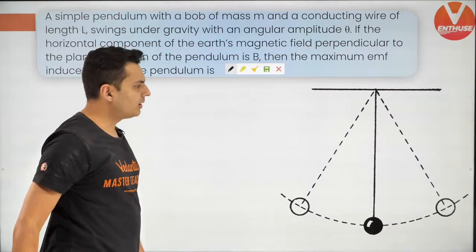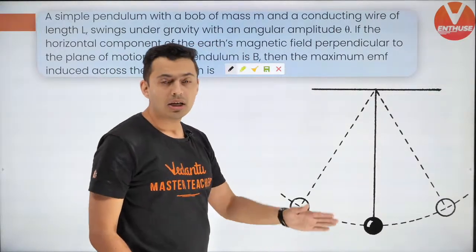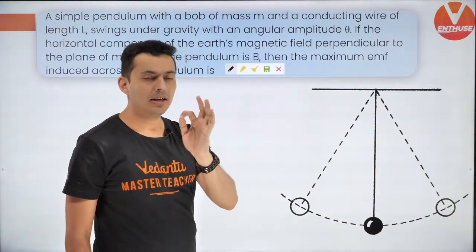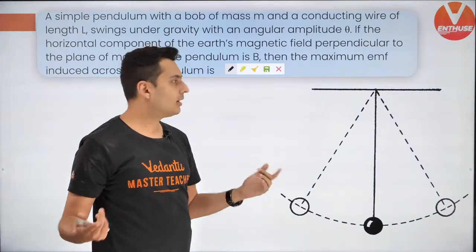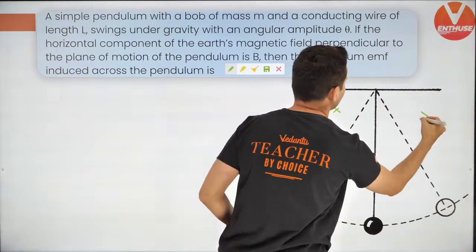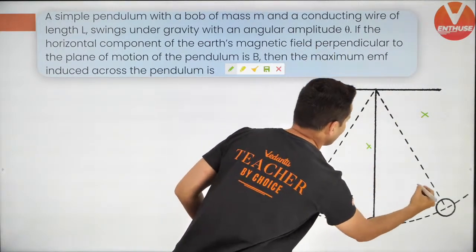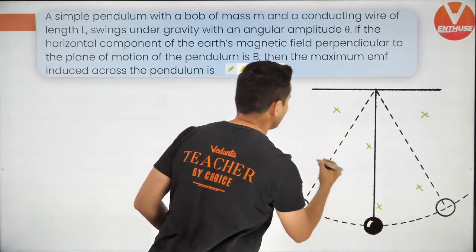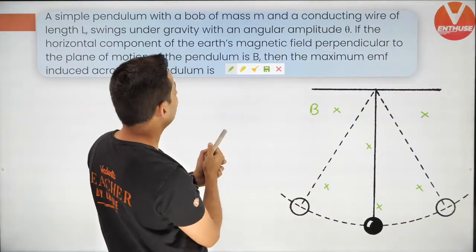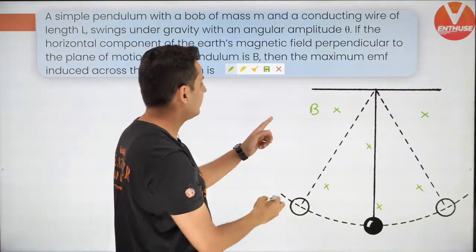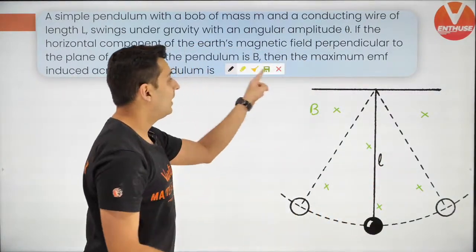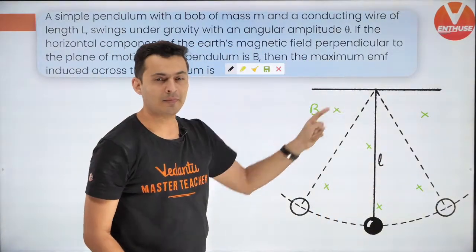Now, first of all, the EMF induced in a wire which is rotating is dependent on the velocity, length, etc. And over here, it is clearly mentioned that the magnetic field is in the horizontal direction. This is how the magnetic field, B, is. And what else? Yes, the length of the wire is also given. This is L.